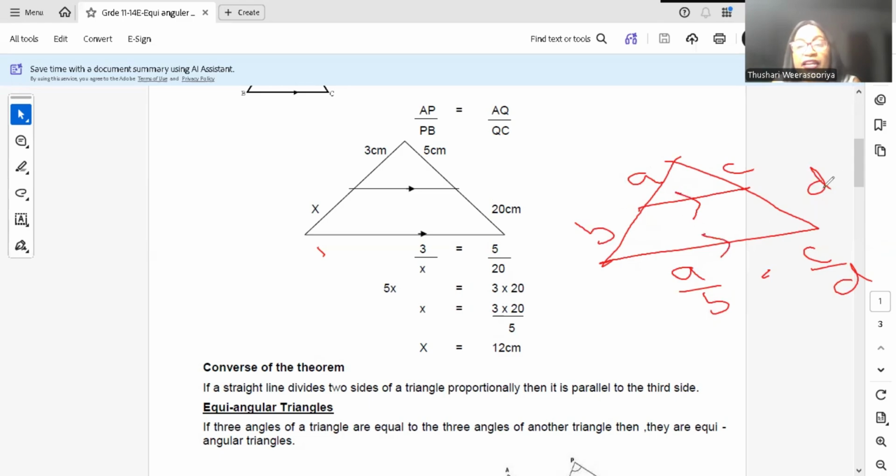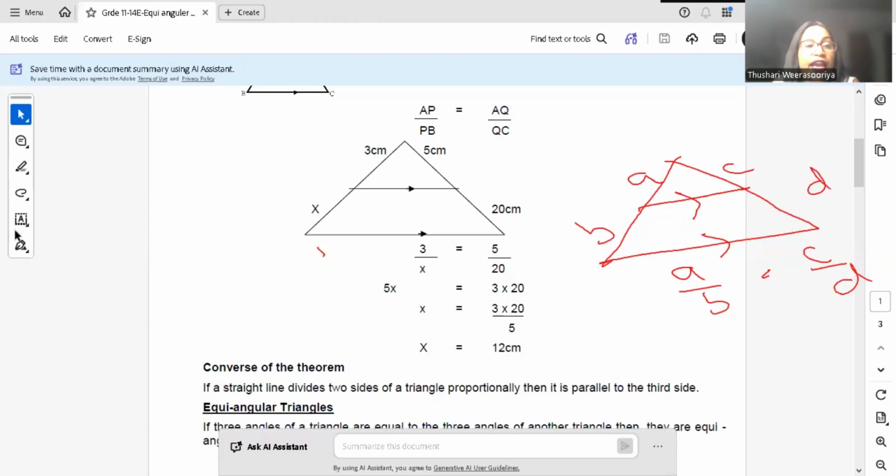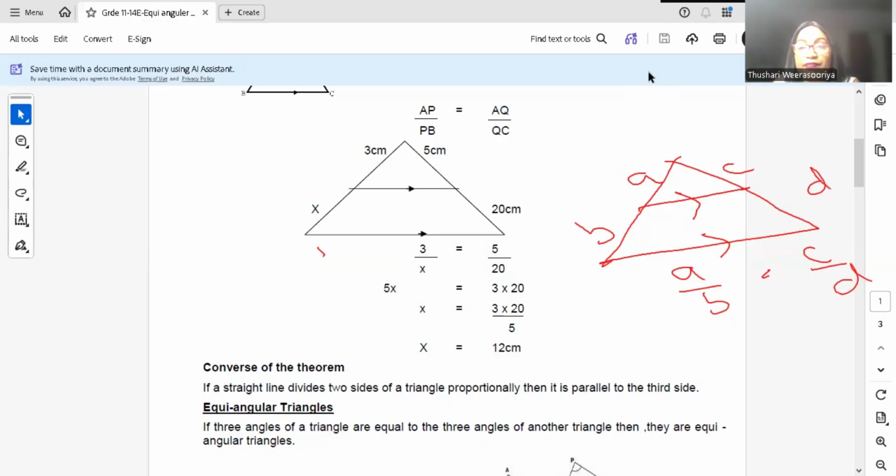Earlier, we drew the parallel line and these are divided proportionally. Now, we draw a line dividing proportionally, and the line is parallel. That's called the converse of the theorem. Almost the same theorem. We are telling it the other way around. Right. Now we are learning the equiangular triangles.